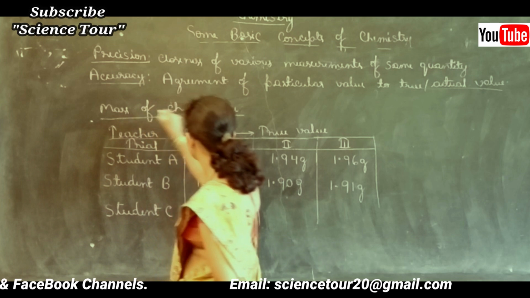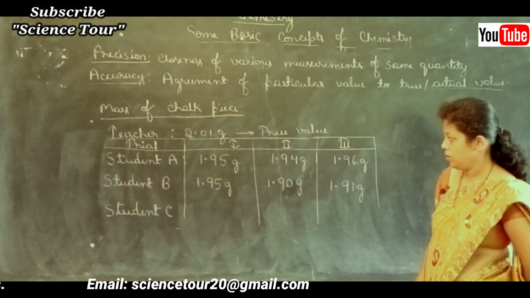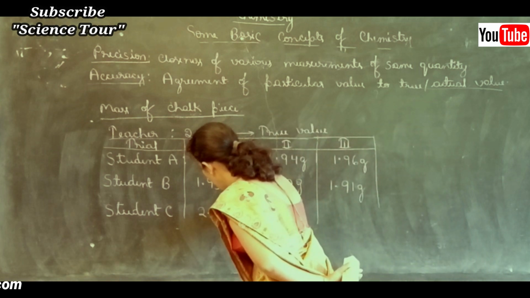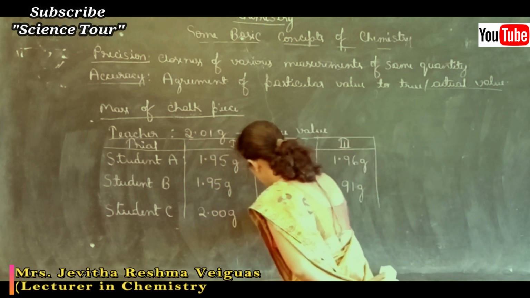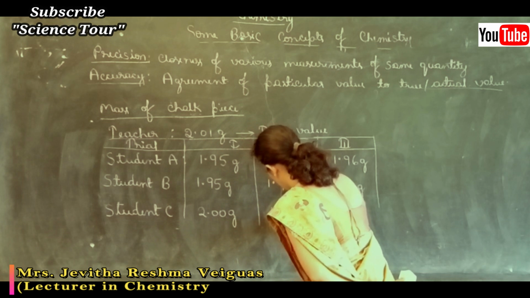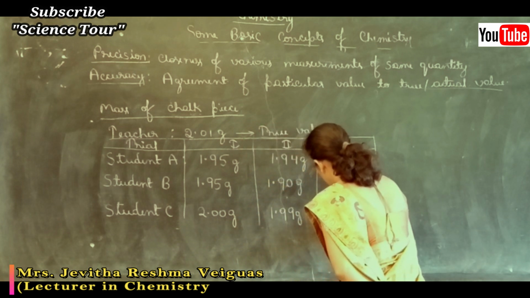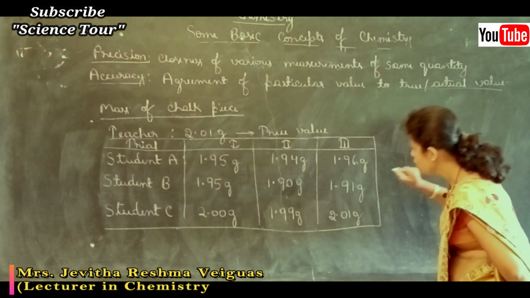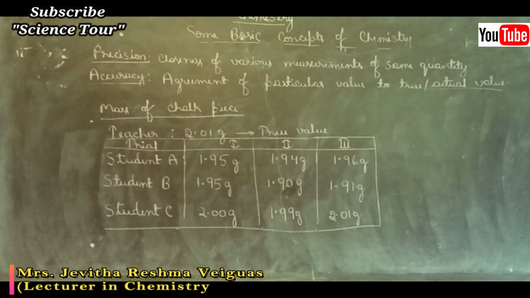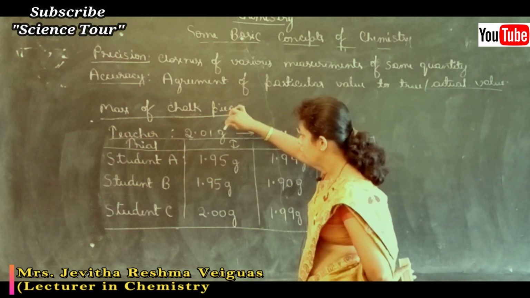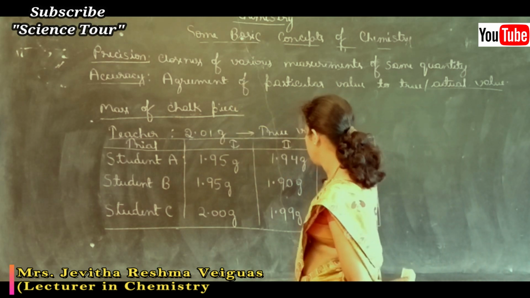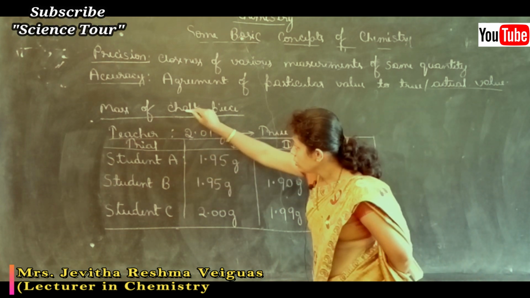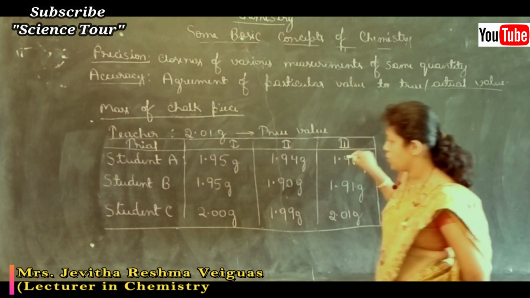Now let's say student C does the measurements. He is also measuring the mass of the chalk piece. First time the value he got is 2.00 gram. Second time 1.99 gram. Third time 2.01 gram. See, these are the measurements done by student C. The teacher measured the mass, found 2.01 grams, which is considered as the true value.